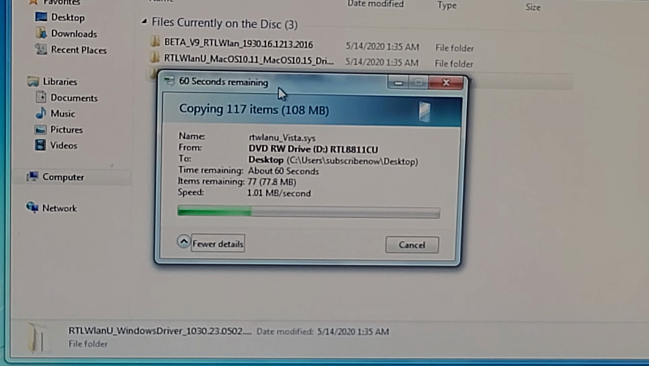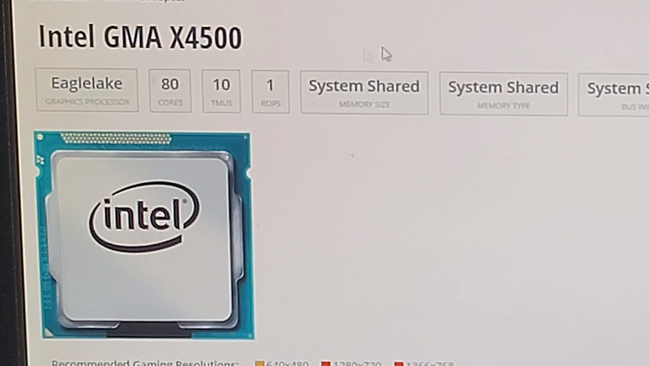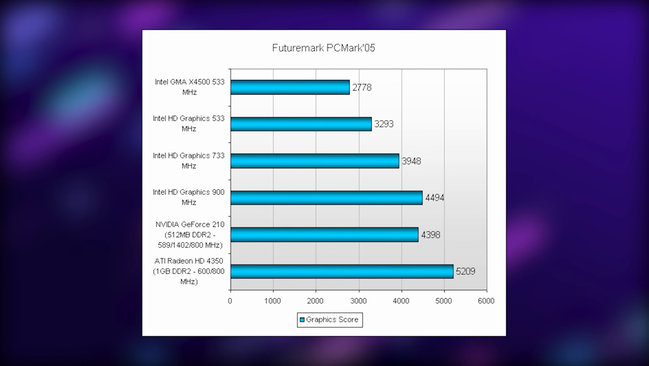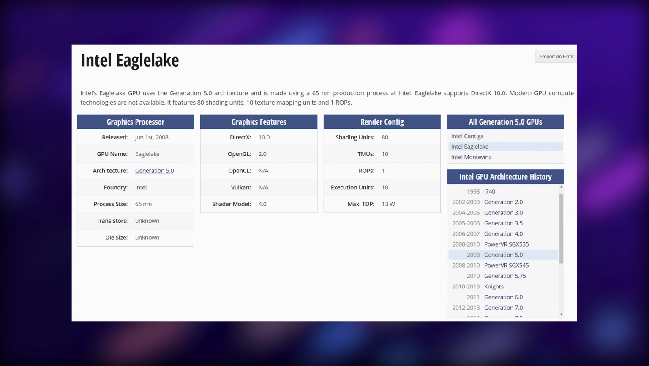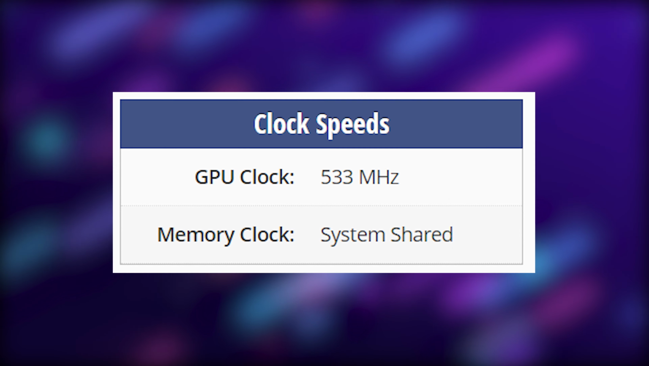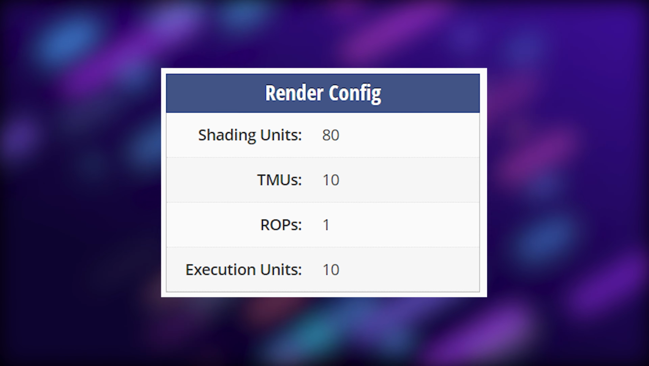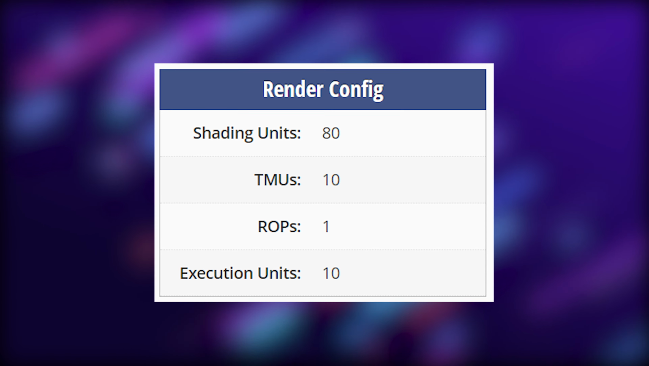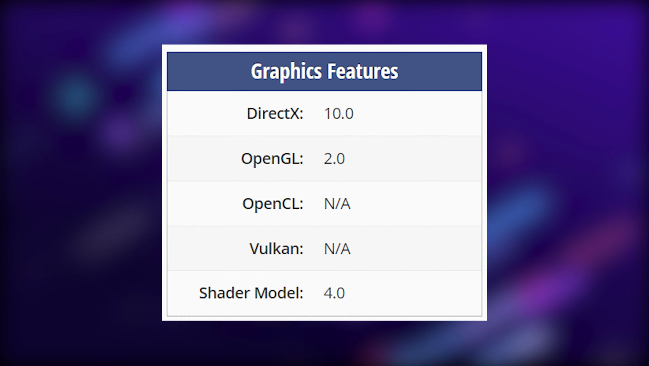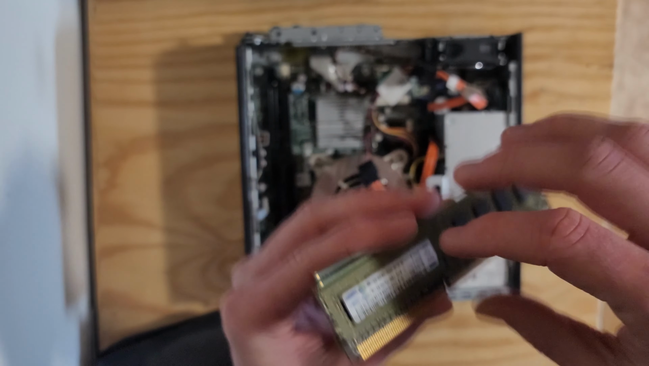Next, I set up GPU-Z and found the computer was blessed with the almighty power of the Intel GMA X4500 iGPU. I've never heard of that before, but apparently it came out in June of 2008 and was based on the Eagle Lake graphics lineup using the 65nm process. It has a GPU clock of 533MHz, 80 shading units, 10 texture mapping units, a singular render output unit, and 10 execution units. It also only supports up to DirectX 10 and uses shared system memory, so that 4 GB of RAM Windows 7 is already eating up is also being used by the GPU.